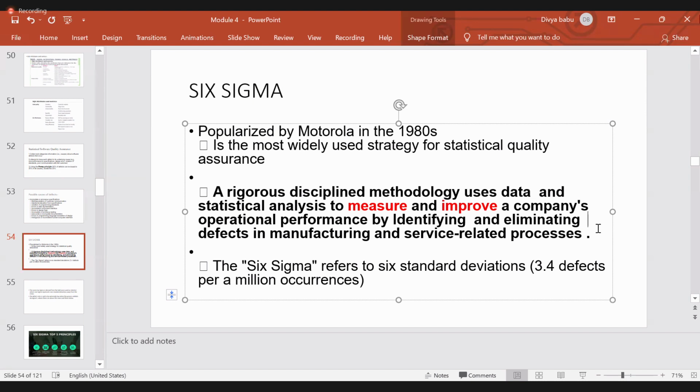So it's actually referring to 6 standard deviations. 6 standard deviations means 3.4 defects per million occurrences. It means its accuracy is very high, 3.4 defects per million occurrences. So it's almost 99.9996%. That much quality means only deviations from the standard will be there. So it's a high quality product once you follow the Six Sigma.